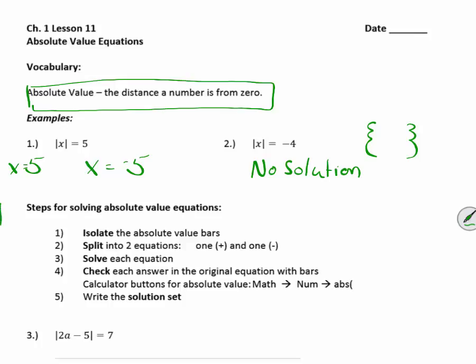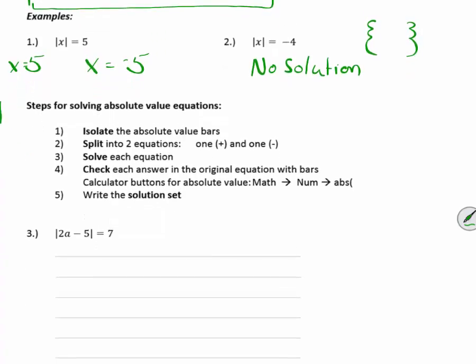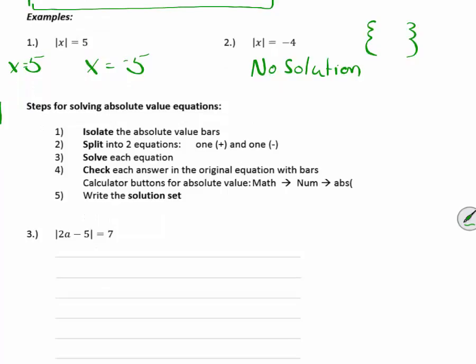All right, so how are we going to solve these? Well, similar to what we were doing before, we have to now isolate the absolute value bars, which means if there's anything that's outside of them, being added, subtracted, multiplied, divided, you have to get rid of those first. So when I look at number 3, I don't have anything else with the absolute value, right? I have absolute value of 2a minus 5. So I don't have to worry about that.